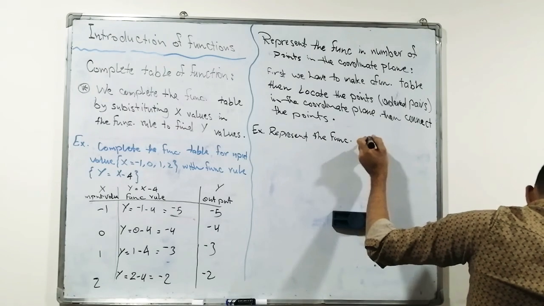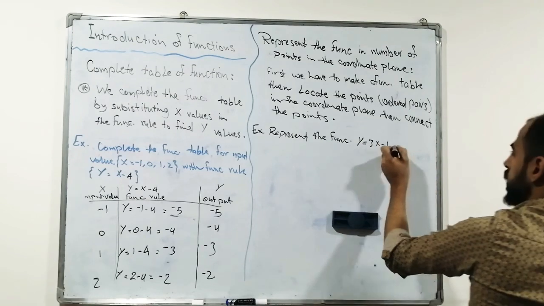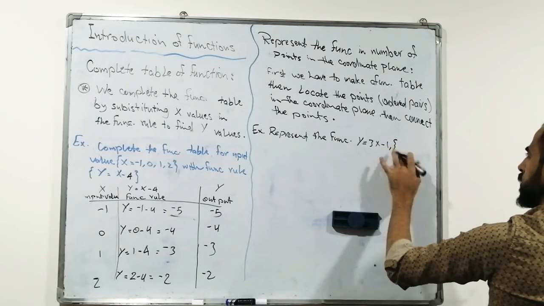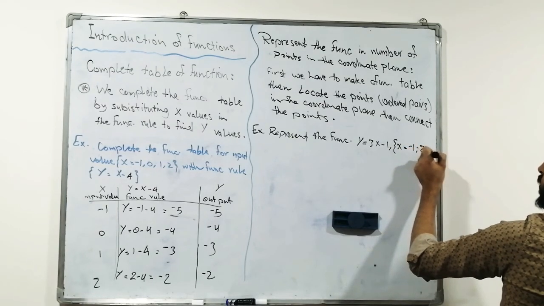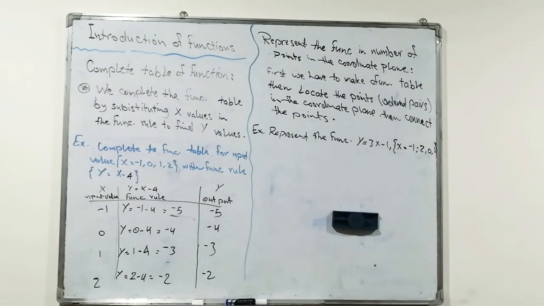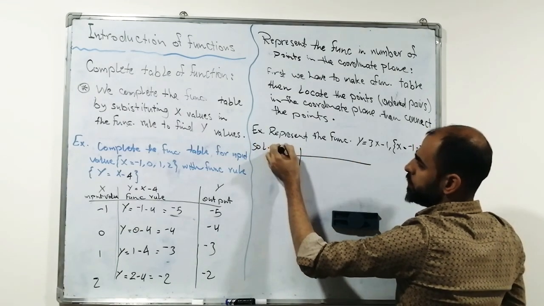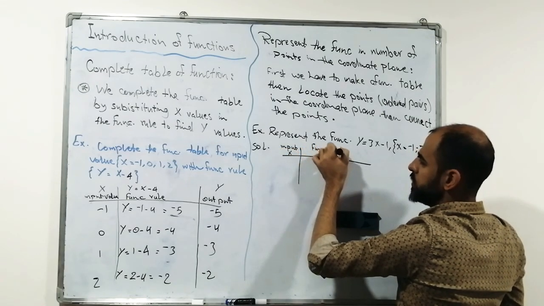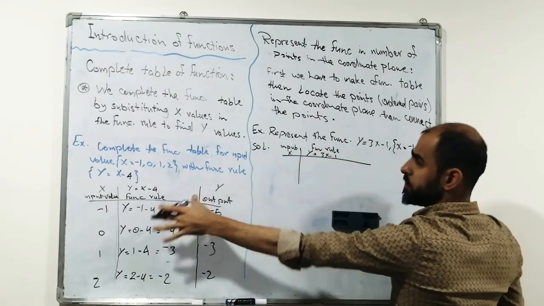The function is given: y equals 3x minus 1, in the coordinate plane with the given x values, which are minus 1, minus 2, 0, 1. The first step is to make a function table. So we will make a function table. Inputs, which are x. Here we have the function rule, which is y equals 3x minus 1, like the previous table.